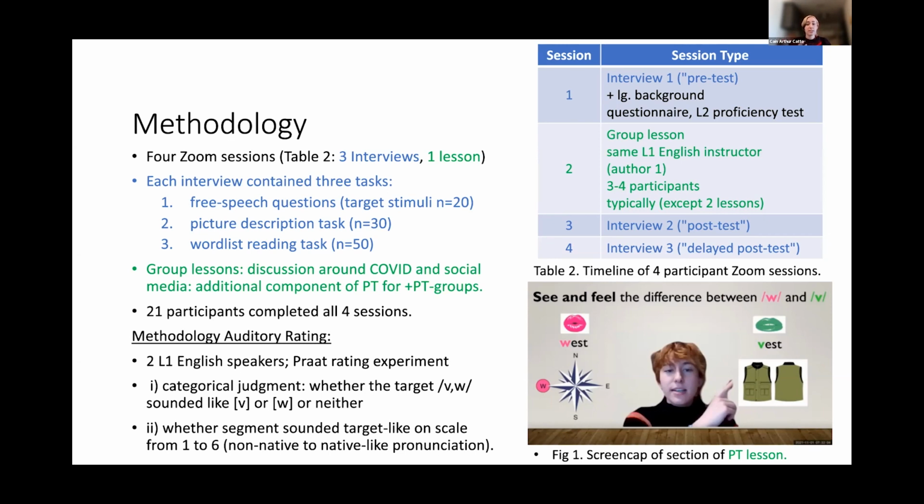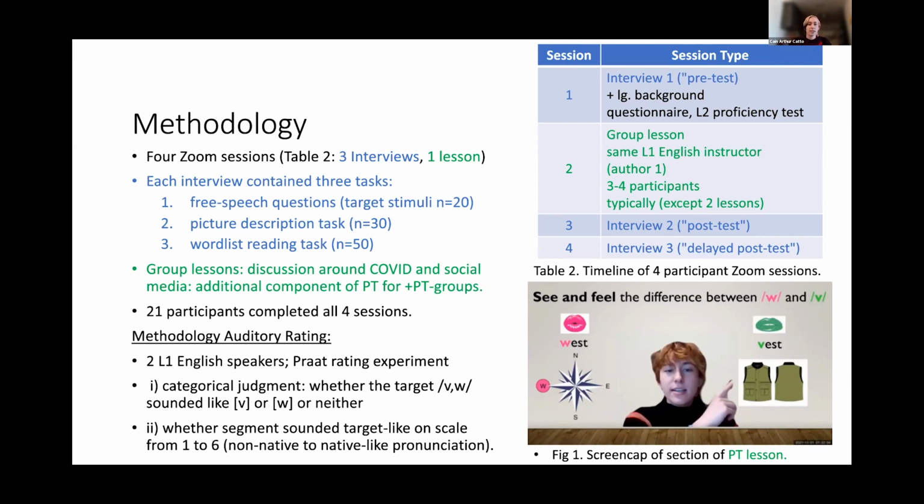And in our group lessons, all groups consisted of a discussion around COVID and social media. It's a relevant topic. It was easy to connect on that ground, but for the appropriate groups, there was an additional component of pronunciation training. So on the bottom right over here, you'll see a screen cap of one of these examples of pronunciation training where we talked about minimal pairs.